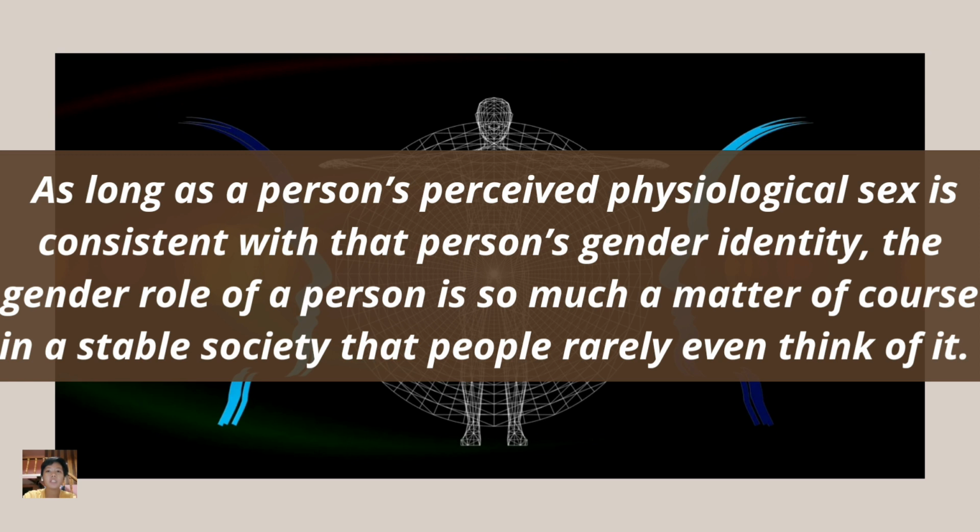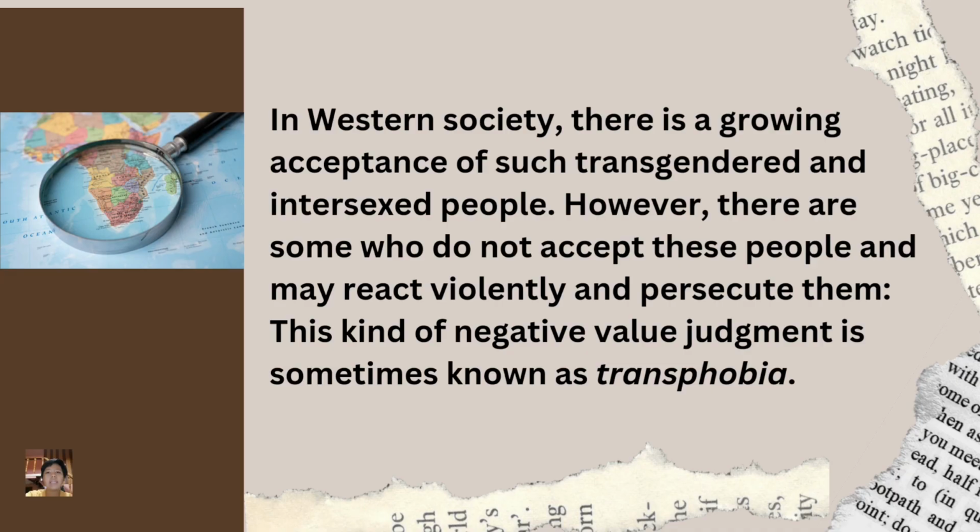So, as long as a person's perceived psychological sex is consistent with that person's gender identity, the gender role of a person is so much a matter of course in a stable society that the person rarely even thinks of it. In Western society, there is a growing acceptance of such transgendered and intersexed people. However, there are some who do not accept these people and may react violently and persecute them. This kind of negative value judgment is sometimes known as transphobia.